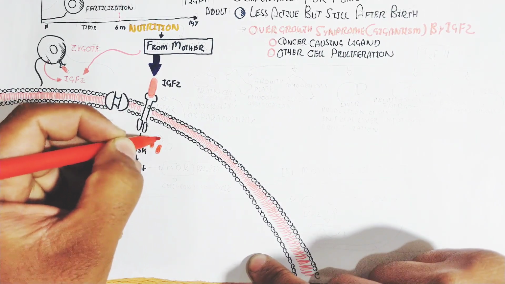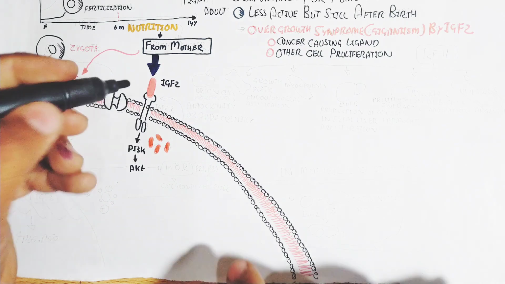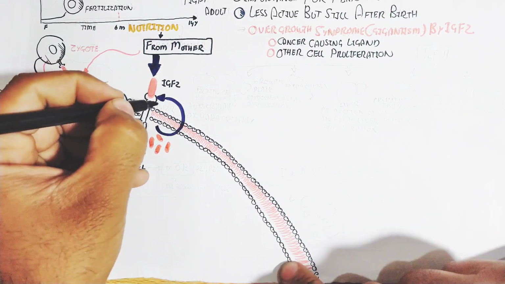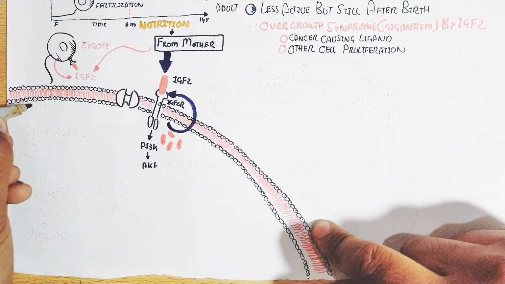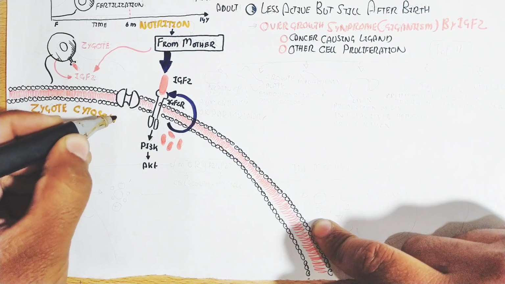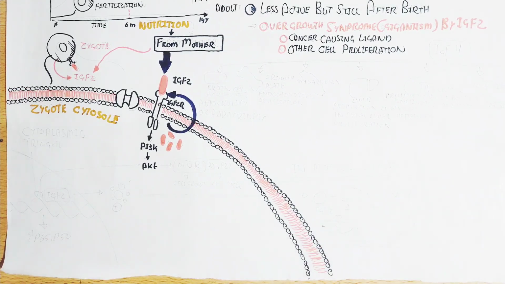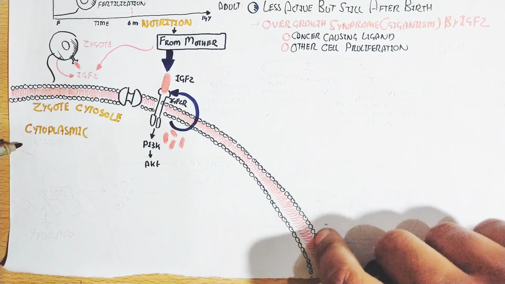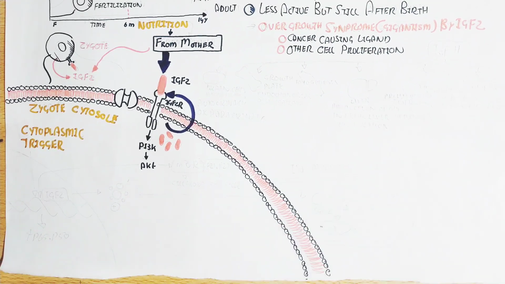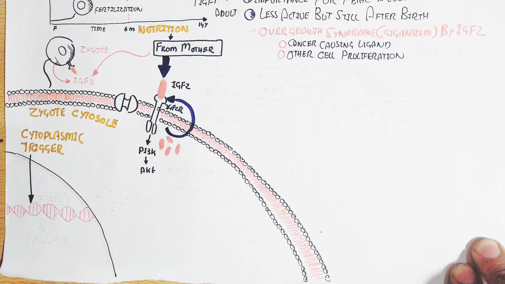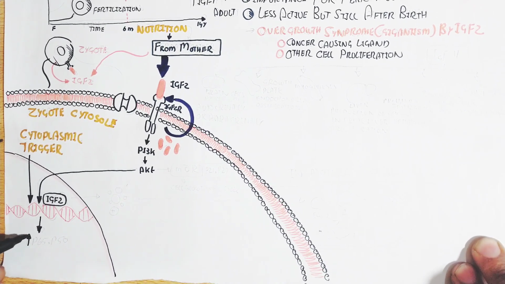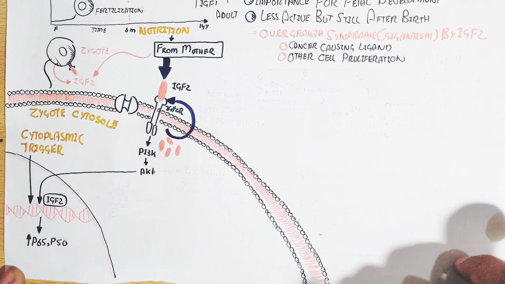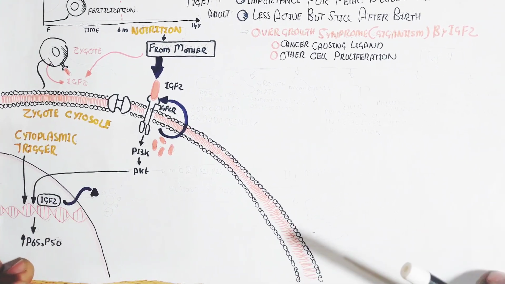Here is the PI3K pathway, the phosphoinositide 3 kinase pathway, which will activate the AKT pathway. The insulin-like growth factor 2 receptor will bind with insulin-like growth factor 2. Here is the zygote cytosol, and this is the cytoplasmic trigger. Here you can see the DNA. The AKT pathway will activate the genes for the IGF transcription factor and other proteins like P65 and P50, but also insulin growth factor 2.